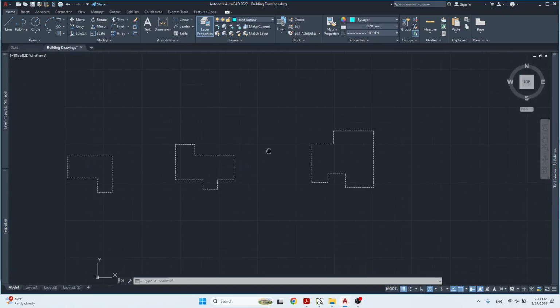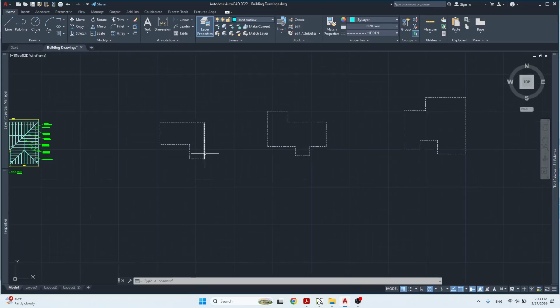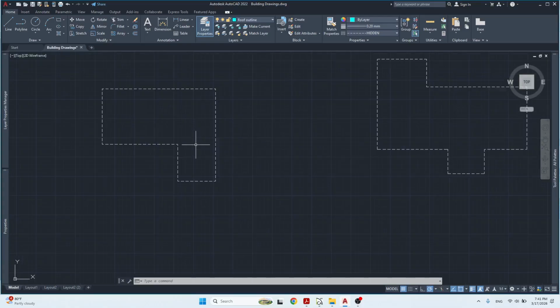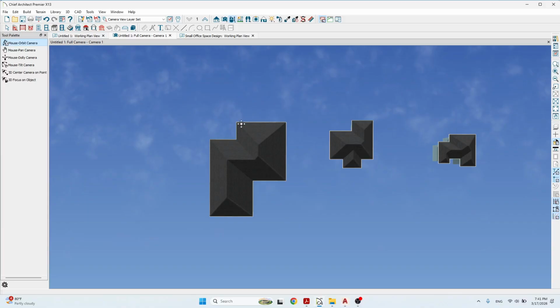All right, and we can go on and on with the complexities of roofs, because most houses, when you draw them, are probably not going to be a rectangle or a square. They're going to have these little turns here and there. So to help with the explanation, I'm going to look at some roofs here.